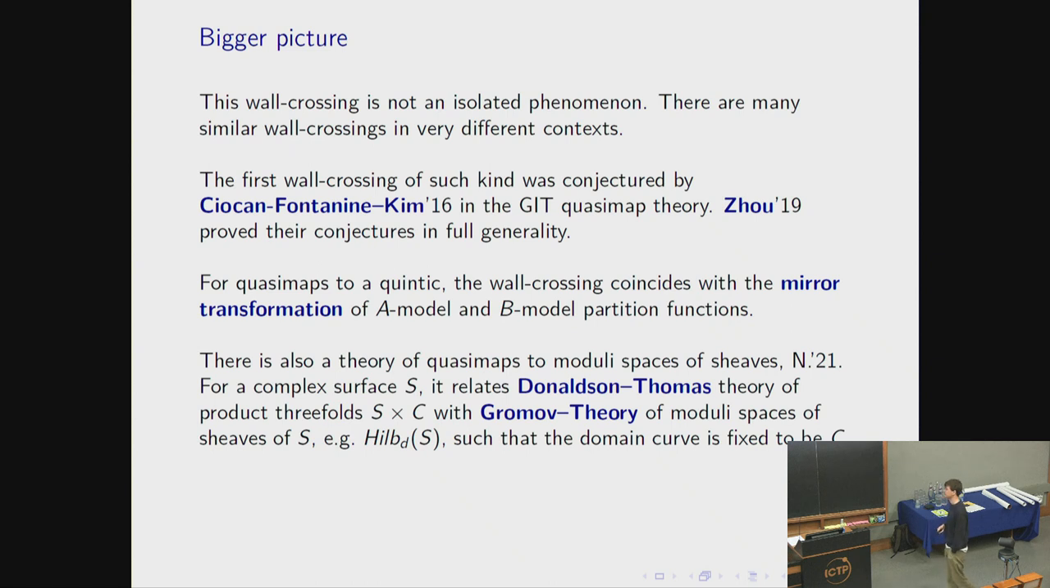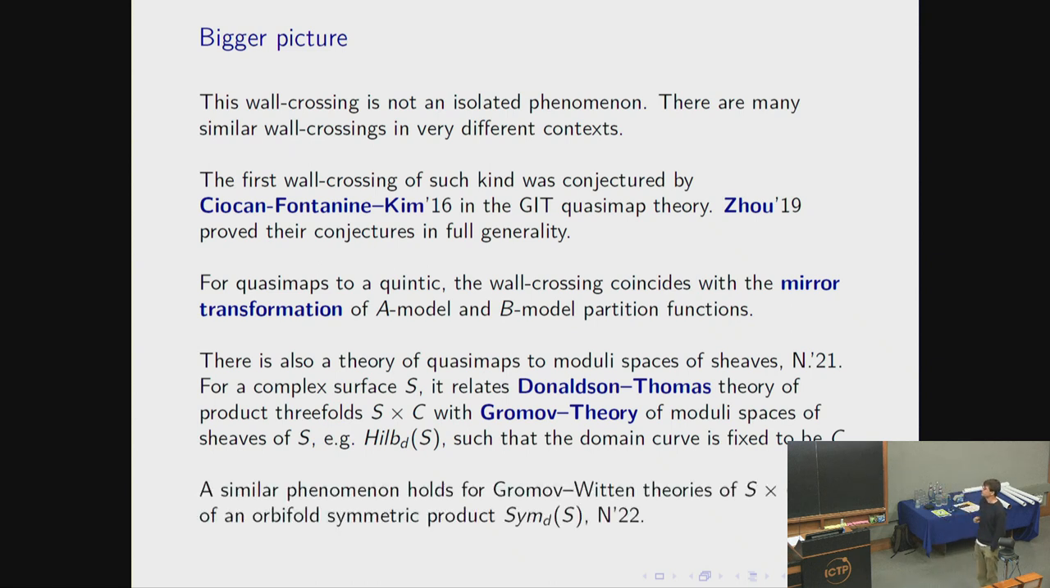It just differs semantically. And there is also another kind of wall crossing, similar to the one for the quasi-maps to the moduli space of sheaves. This wall crossing relates Gromov-Witten theory of this threefold with Gromov-Witten theory of the orbifold symmetric product. So in the first case, it was Donaldson-Thomas theory of a threefold with the Gromov-Witten theory of the Hilbert scheme of, for example, d points. In this case, it's Gromov-Witten theory of a threefold with the orbifold symmetric product. And this result was also inspiration for the unramified wall crossing in this talk.